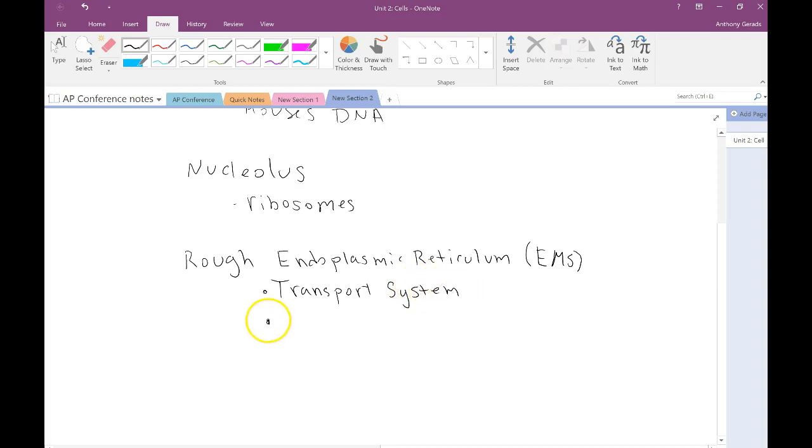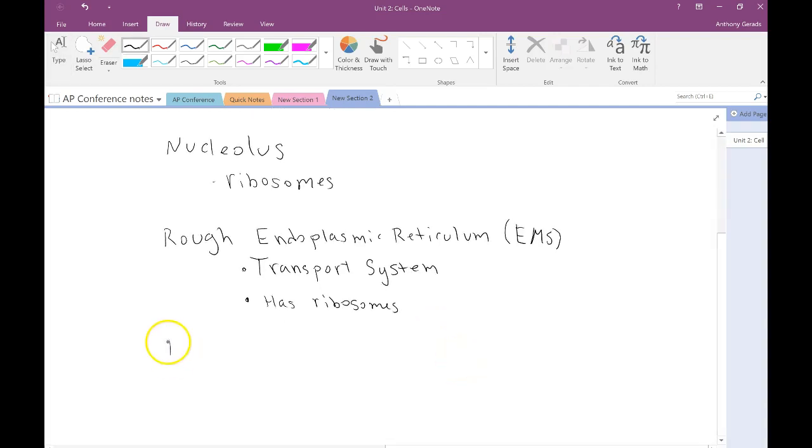And on here, do you remember why it's rough, what it has on there? It has ribosomes. So this is one of the locations for making proteins that are going to be exported out of the cell. Because remember, this endomembrane system is the pathway from DNA inside the nucleus, to RNA out of the nuclear pore, down the endoplasmic reticulum, to the ribosome where it gets translated into a protein. And then that protein is going to travel from the rough endoplasmic reticulum.